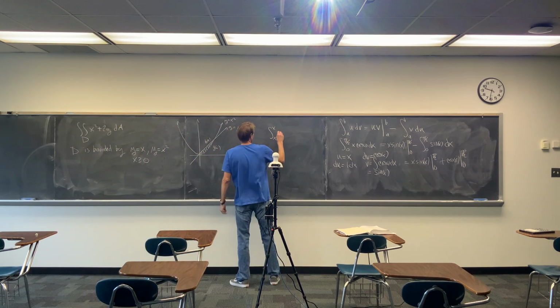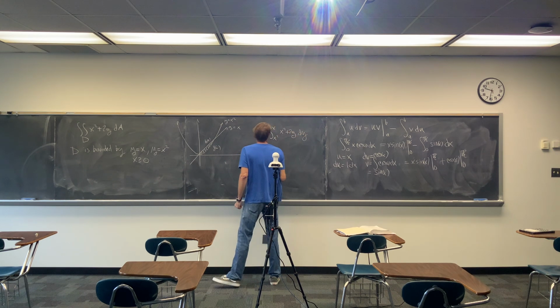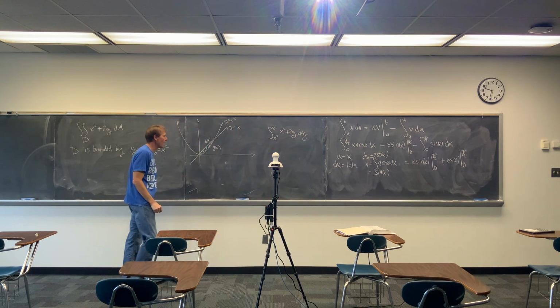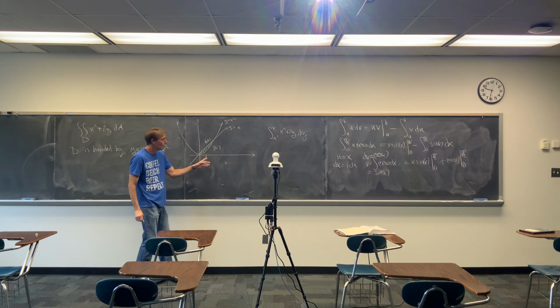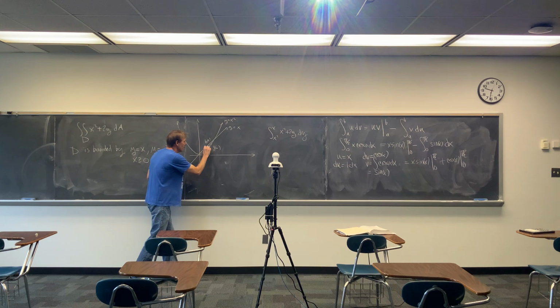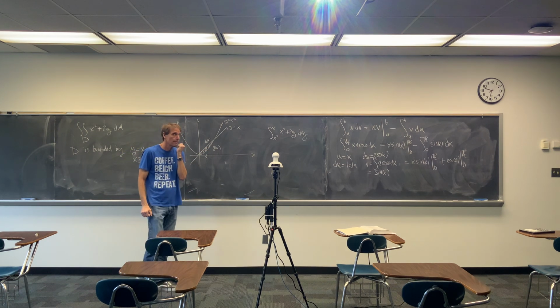I'm integrating the surface x squared plus 2y. My first integral is going to be with respect to y. As x goes between something and something, y is going to be going between my g of x, x squared, and my h of x, x.